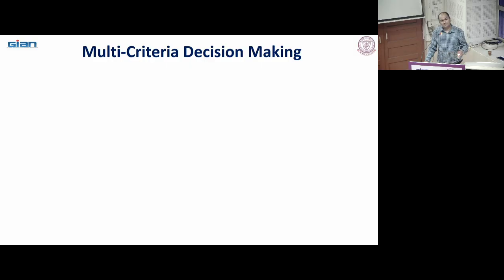Multi-criteria decision making. Any idea? Have you heard this term? What are the categories of multi-criteria decision making? Don't tell me the exact methods. I am asking you the classification of multi-criteria decision making. I know AHP, TOPSIS. Yes. Do you know under which category they come?